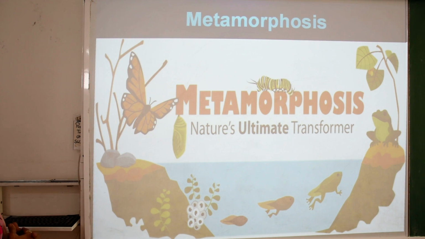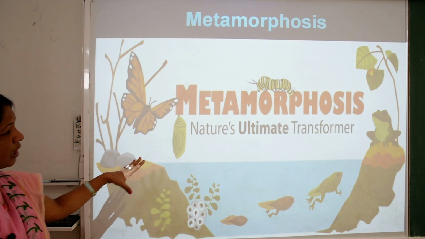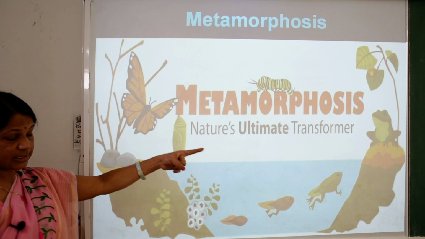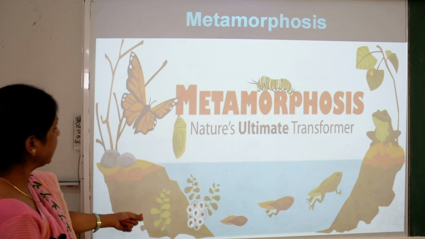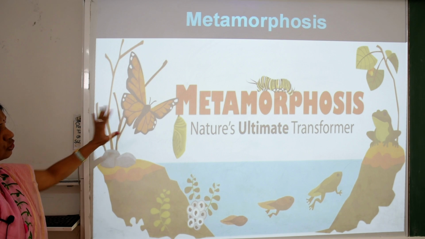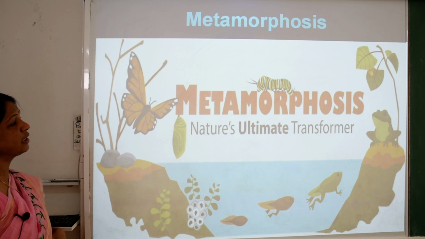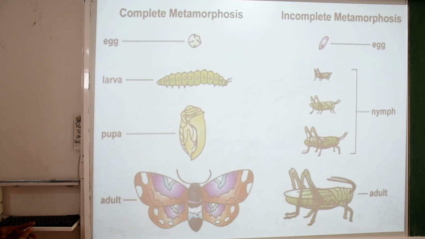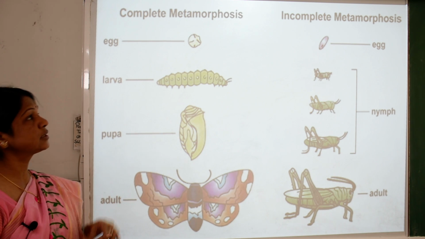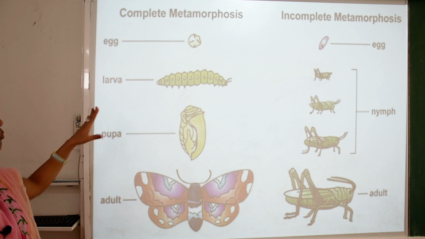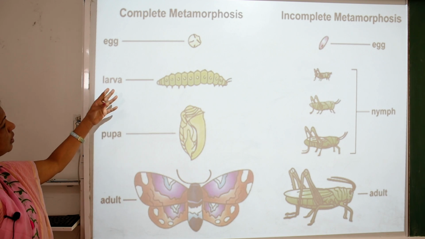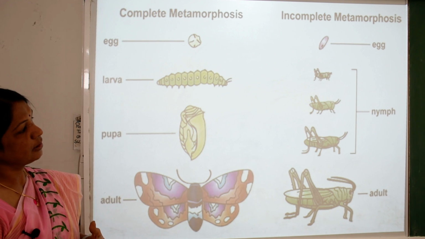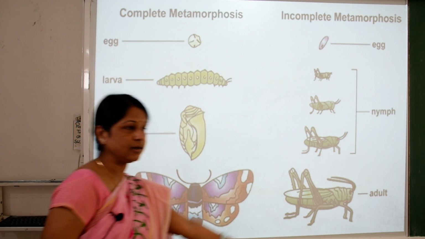Now further we see metamorphosis. What is metamorphosis? A natural, ultimate transformation, like the tree, then the cocoon, and it becomes a butterfly. This process you had also seen in class 7th. Now further we see complete metamorphosis and incomplete metamorphosis. Complete metamorphosis: egg, larva, pupa, adult. Incomplete: egg, nymph, and then the adult.